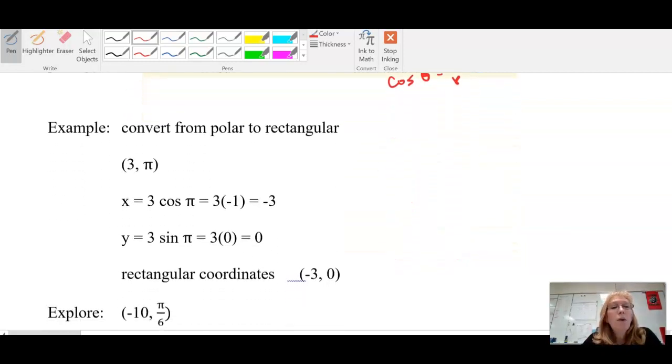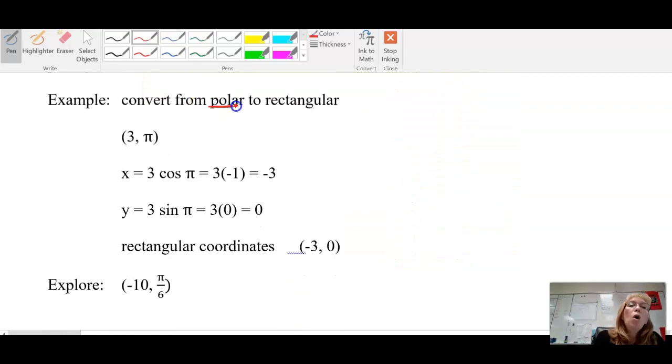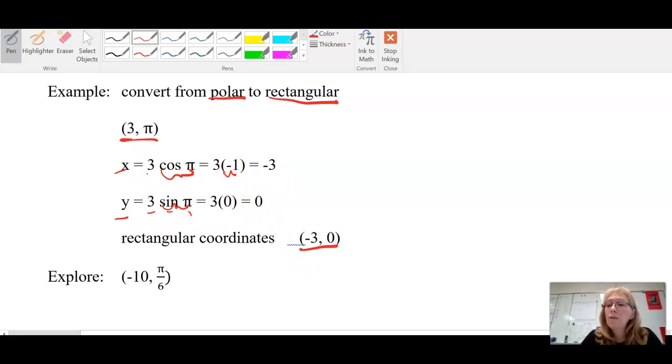So let's go to work. I want to convert from polar to rectangular. So this is my polar. I need to get to rectangular, which means I need to find x and y. I know x is the cosine, so it's 3 cosine of pi. I know y is the sine, so it's 3 sine of pi. Now, cosine of pi we know. We know the cosine of pi is negative 1. So x value is negative 3. Sine of pi is 0, so the y is 0. So our coordinate is negative 3, 0.